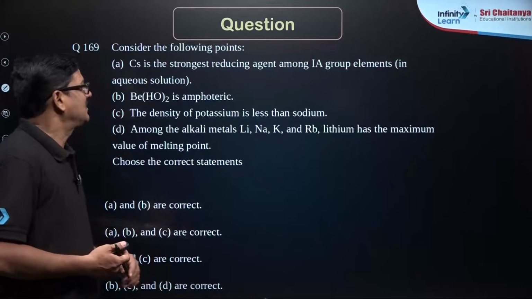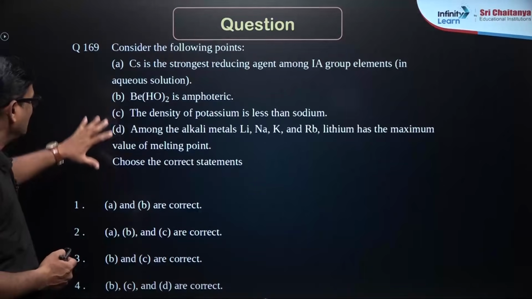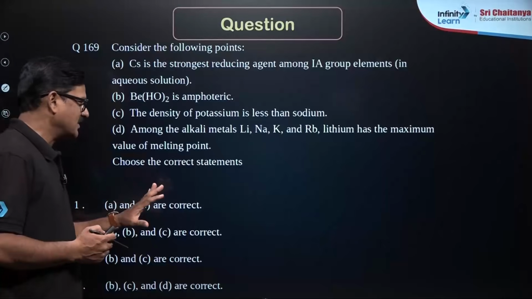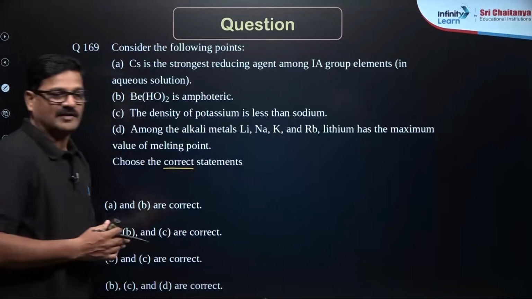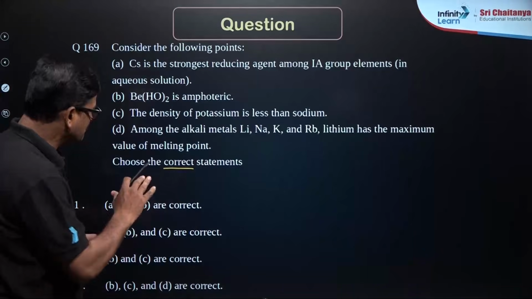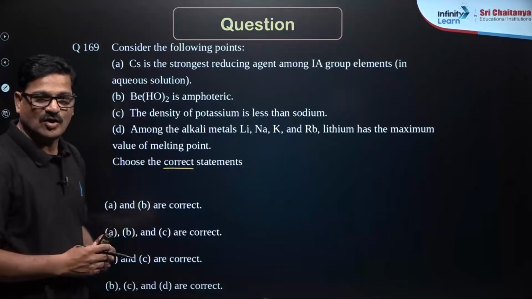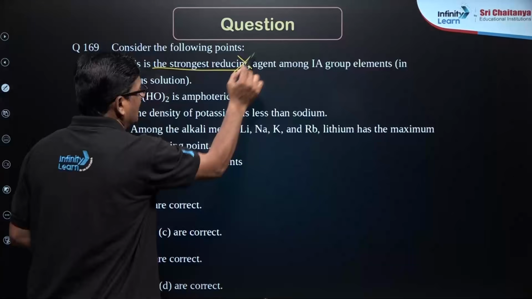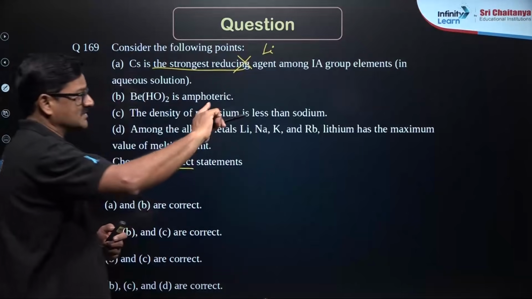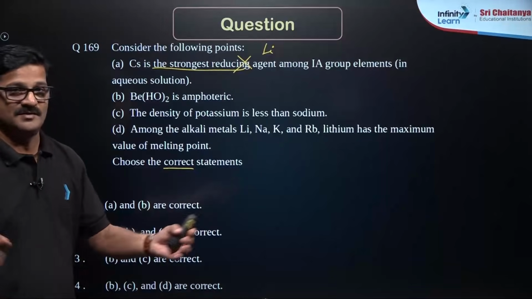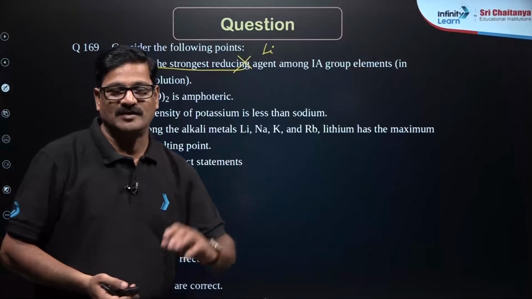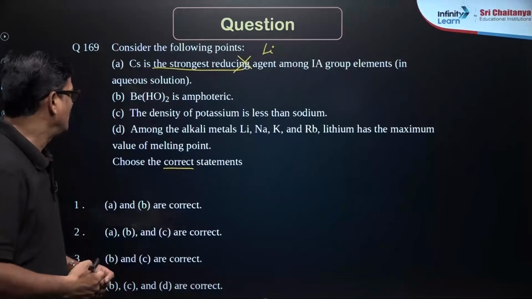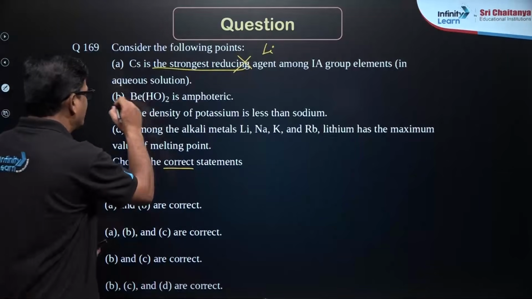Students, here is a question asking about the following A, B, C, D statements. You have to find the correct statements. So let us find whether these statements are correct or not. Cesium is the strongest reducing agent, wrong. Lithium is the strongest reducing agent in the first group, of course. Perhaps it is for the entire periodic table as elemental state. Beryllium hydroxide is amphoteric, correct.